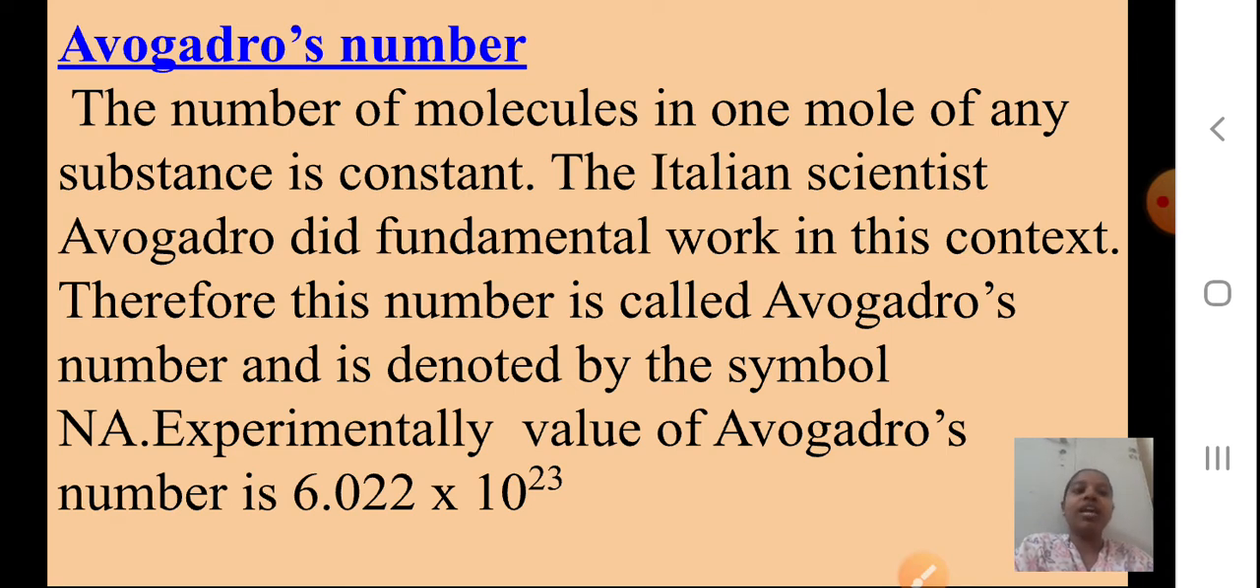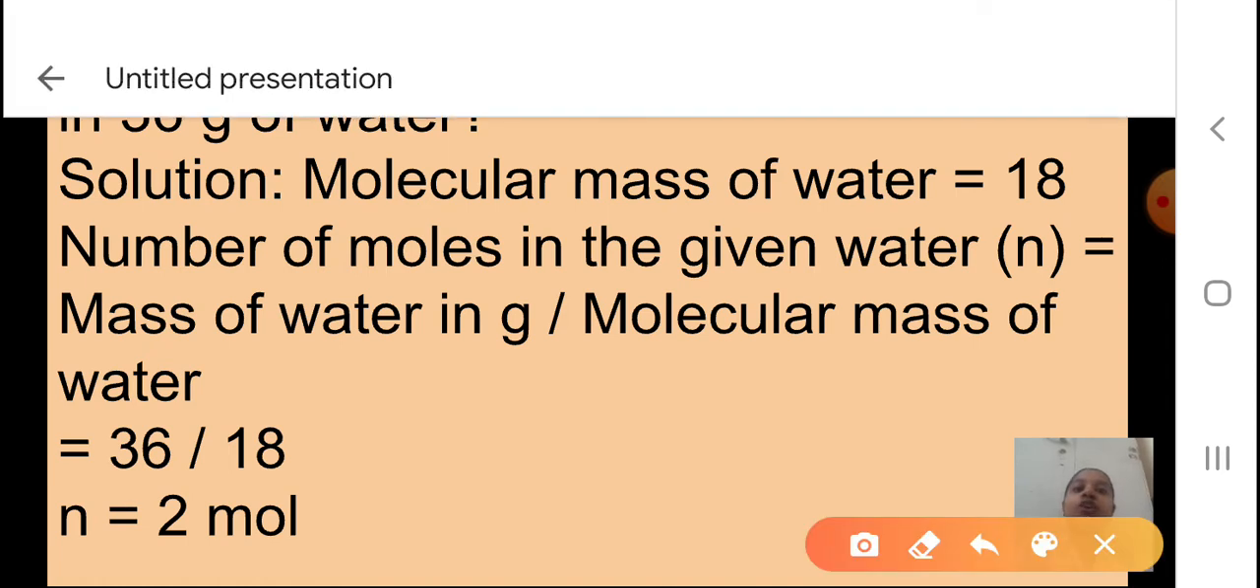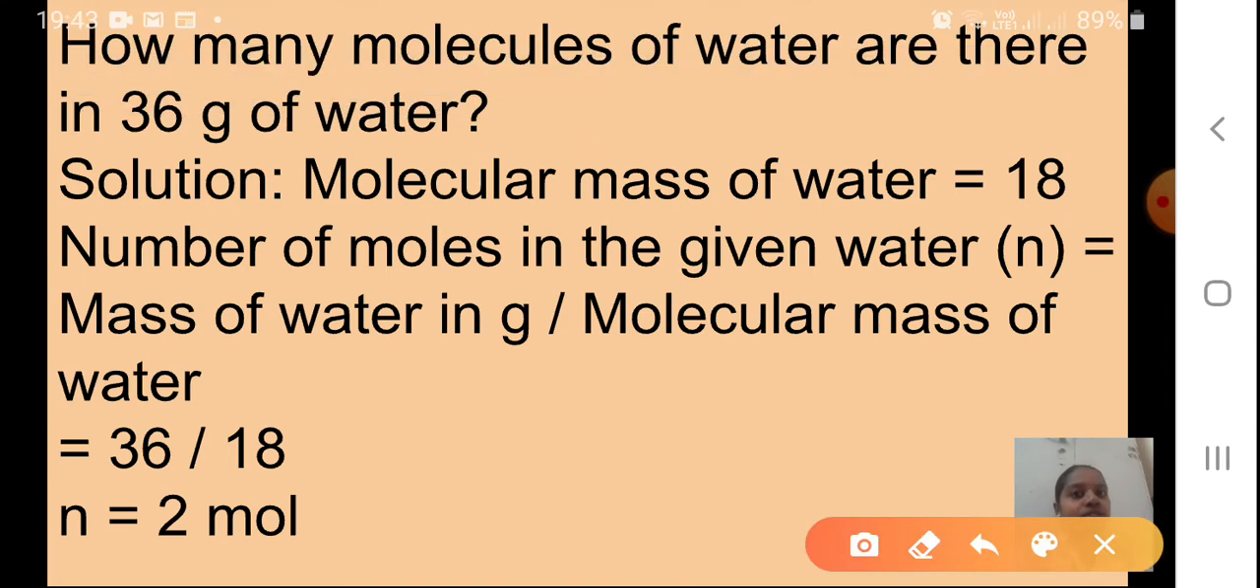Next, you saw how to calculate the number of molecules present in a substance. Now here we will do one example. How many molecules of water are there in 36 gram of water? We have to find it out. When such a question is there, first what do we find? N value. N means number of moles. So first we need to find the molecular mass of the substance. Here, the molecular mass of water is 18. How is it 18?